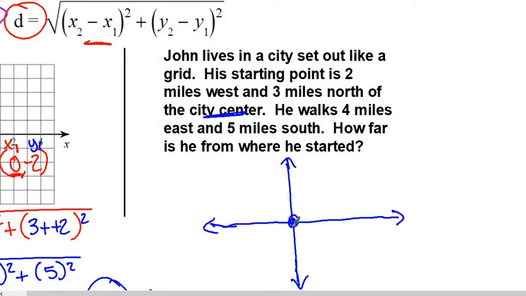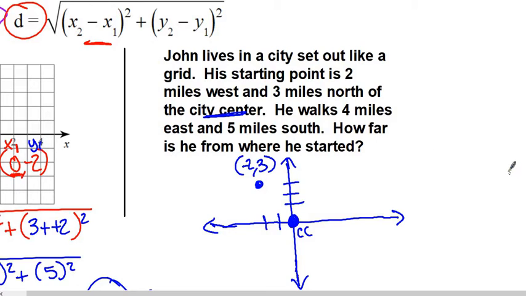So we can say the center of the city is right there at (0, 0). We'll say CC means city center. His starting point, so maybe he's at home, his starting point is 2 miles west. Well, 2 miles west would be 2 miles to the left, and 3 miles north. 3 miles north would be right here. So that's going to be at the point (-2, 3). That's 2 miles west, 3 miles north of the city.